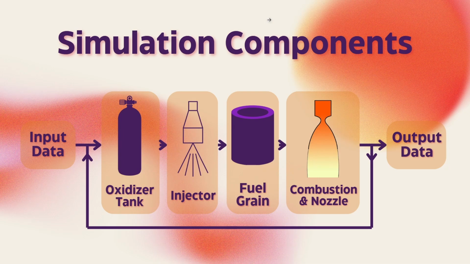So here's a really broad overview of how the simulation works. You have a set of input data. That's things like dimensions of the engine, your propellants, that kind of thing. And then it runs through the oxidizer tank simulation, the injector, which separates the oxidizer tank and the main combustion chamber, the fuel grain, which is basically where the oxidizer and the fuel react, and then finally the combustion and the nozzle, which is where your exhaust gases leave the engine and actually make thrust.